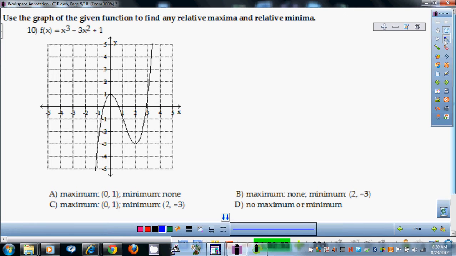Yes, sir. It is C. We have a maximum at 0, 1, and a minimum at 2, -3. Very good. Very, very good. Questions? All right.